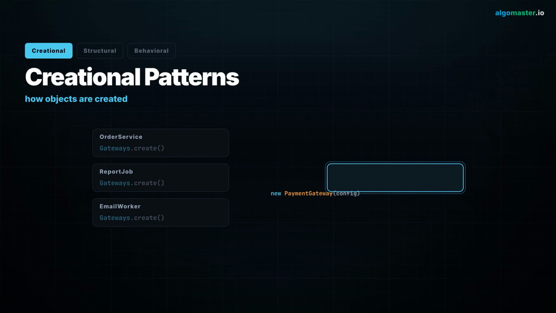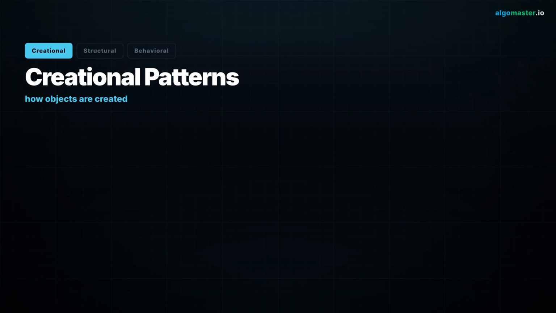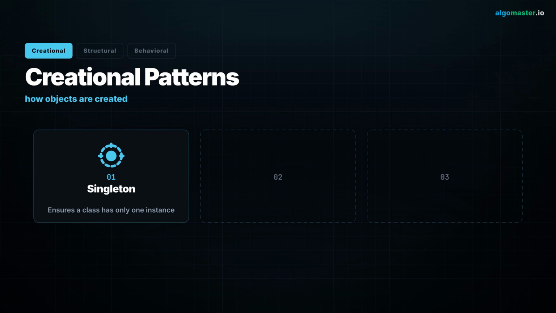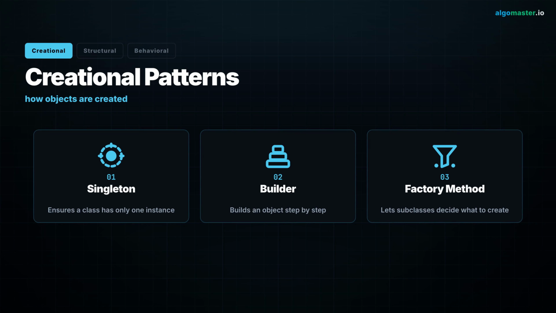These patterns focus on how objects are created. In this video, we'll cover 3 important creational patterns: Singleton, Builder, and Factory method. Let's begin with Singleton pattern.